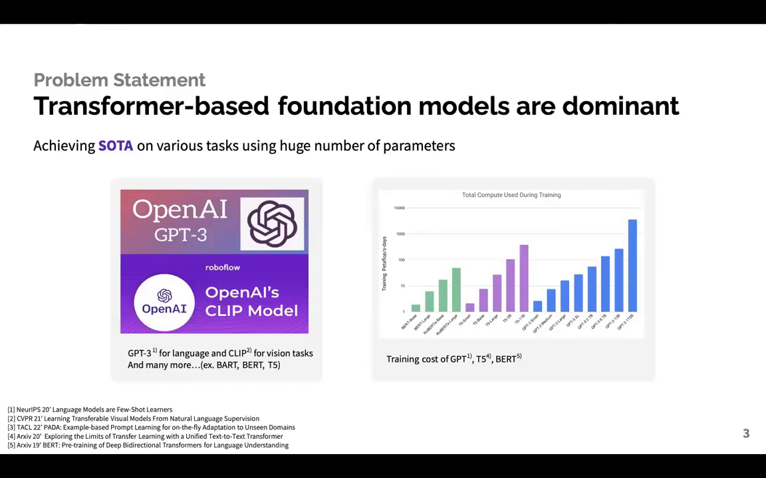Today, transformer-based foundation models such as GPT-3 or CLIP are achieving a higher accuracy rate compared to CNN or RNN models. However, they use a huge number of parameters to achieve such accuracy. For example, the biggest GPT-3 model uses 175 billion parameters to predict results. Training this kind of model takes a tremendous amount of time, so it is almost impossible to retrain whole models on downstream tasks.